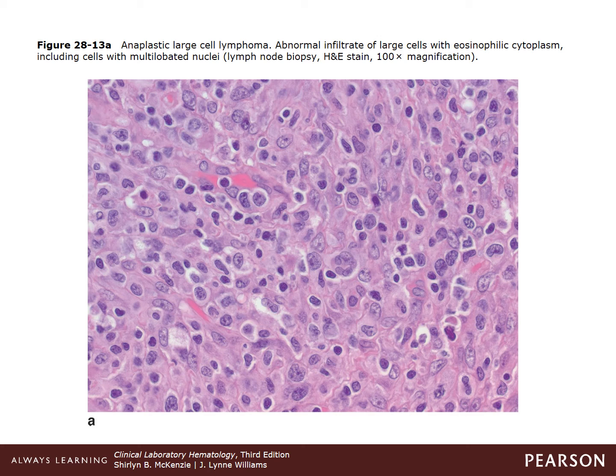In this image, we have a cross-section of a lymph node biopsy, and you see these large cells that are infiltrating with an eosinophilic type of cytoplasm. Some cells even have multilobulated nuclei.